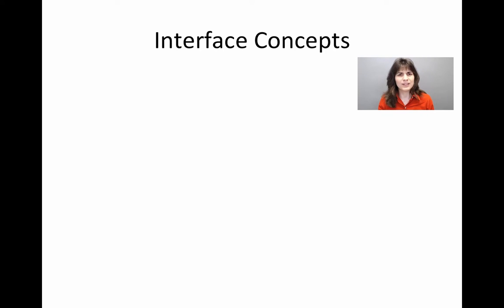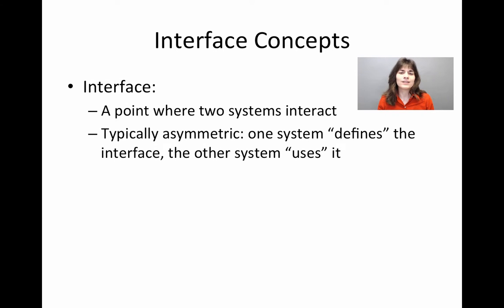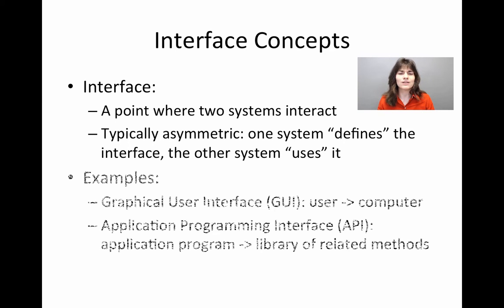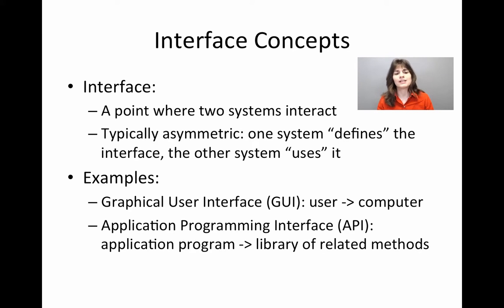When we refer to an interface in general, we typically mean a point where two systems interact, and it is also typically asymmetric. So one system defines how the interface should be, and then the other system uses it. In Java, we have seen the word interface in the context of graphical user interfaces. We have also seen it in the context of application programming interfaces, the API of a particular method, for example.